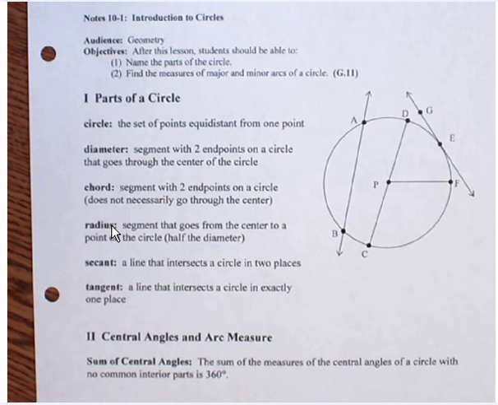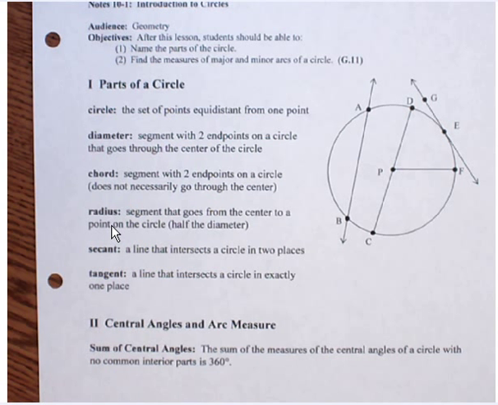Okay, so we're going to start with talking about parts of a circle here. The first thing is really kind of a basic question. What is a circle? Now I know you can describe it. You'd probably say things like it's round, 360 degrees, no straight lines, things like that. But actually, what is the definition of a circle?